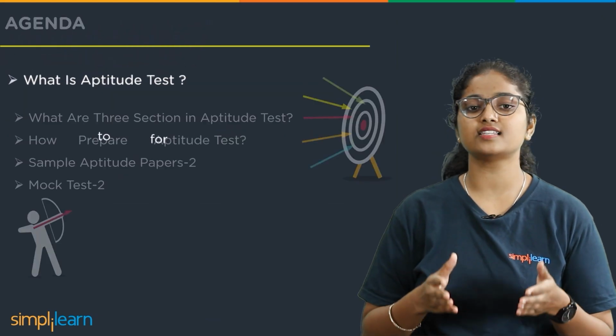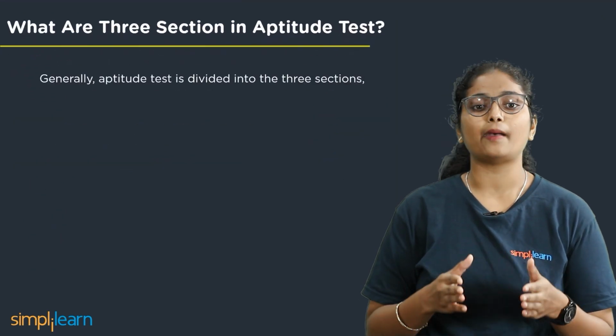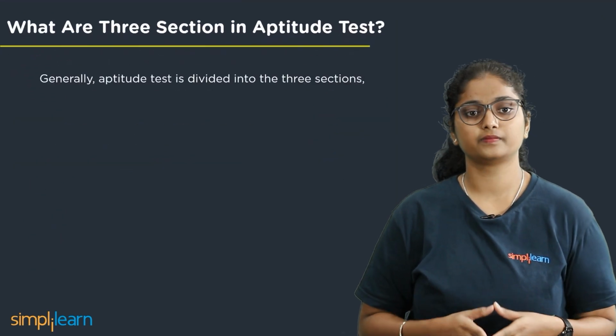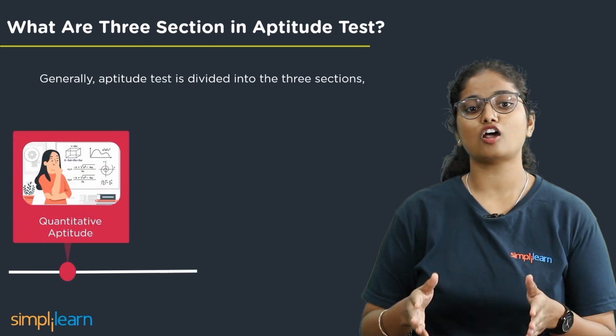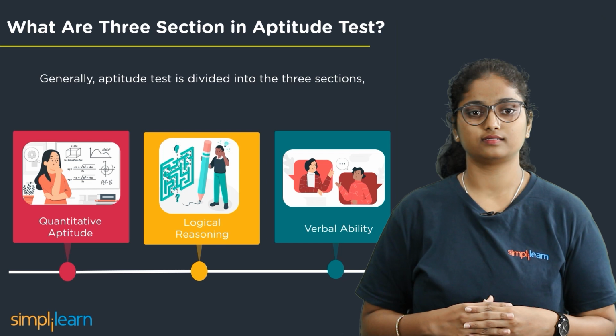Now let's see what are the sections that come under aptitude test. Generally, an aptitude test is divided into three sections: quantitative aptitude, logical reasoning, and verbal ability. Let's go through one by one.